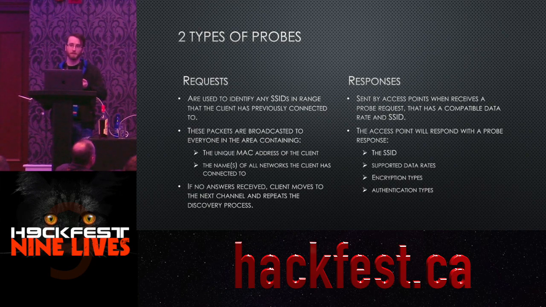If they don't get a response, they move to the next channel and repeat the process until they receive a connection. This connection only occurs when an access point sends a probe response, which is a response to that request packet, which basically says, I'm part of that network you're looking for. Here is the information that you need to be compatible with in order to successfully connect to me. And that is the data rate, the type of encryption, and the authentication schemas and ciphers have to be compatible. If they're not, there's a rejection and the connection is broken.